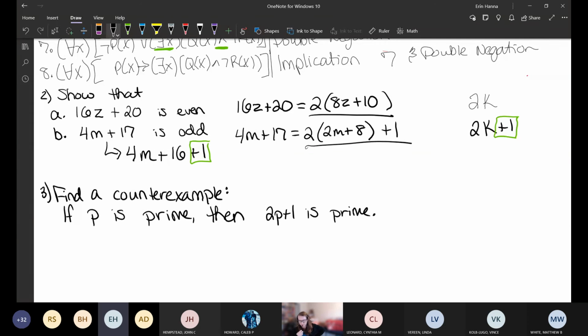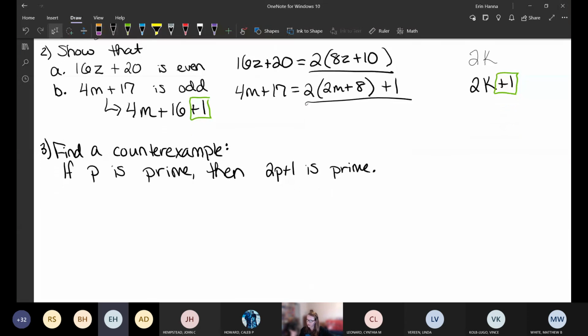Now, counterexample. If p is prime, then 2p plus 1 is prime. And I realized after I wrote this that this was one of the questions on the quiz, so I had to go change that. So remember, if we want to negate an implication, then we essentially want the first piece to be true, but the back piece to be false. So you want to take a prime number such that 2 times that prime number plus 1 is not prime.